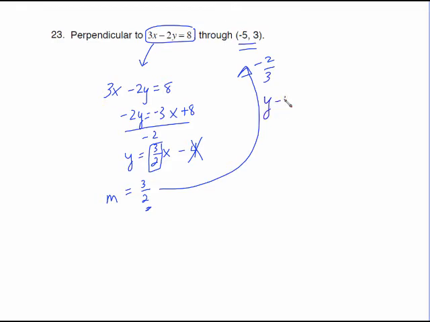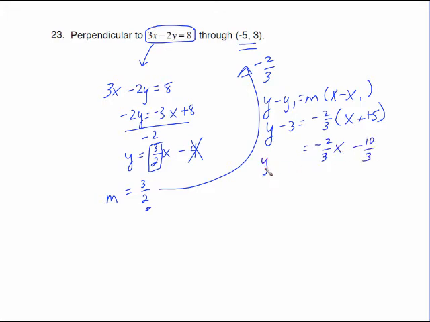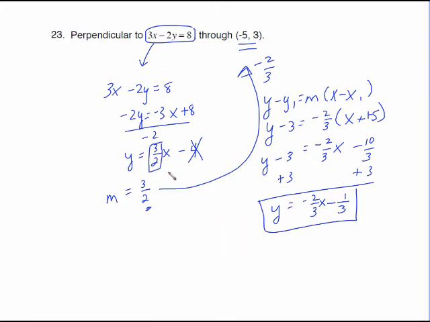So using our point slope form to get started, we'll have y minus 3 equals m, which is negative 2/3, times x minus a negative 5. Clean that up a little, minus and minus is plus. Go ahead and distribute negative 2/3 through that parentheses is negative 2/3 x minus 10/3. Over here I have y minus 3. To get rid of that, I need to add 3 to both sides. You can let your calculator do that arithmetic for you. So negative 10/3 plus 3 is negative 1/3. So there is the equation of the line that is perpendicular to that original line.